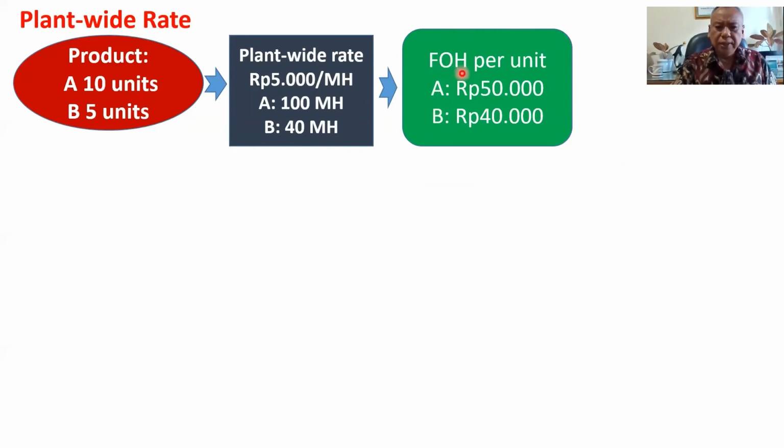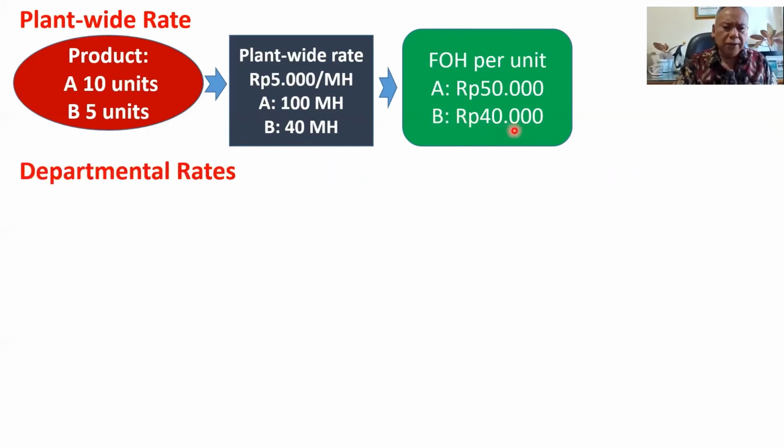Cost per unit. So actually we just multiply 100 times 5,000, which will be 500,000, divided by 10 units. So we find factory overhead per unit of 50,000. For product B, because we process 40 machine hours times 5,000, it will be 200,000 divided by 5 units. So the factory overhead per unit is 40,000.